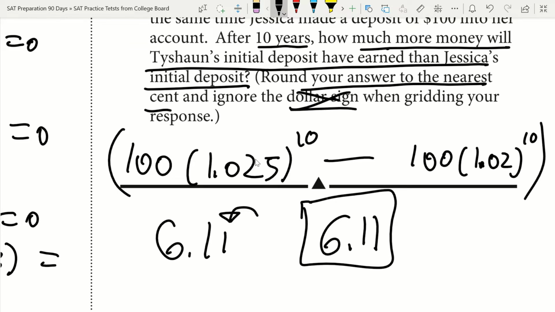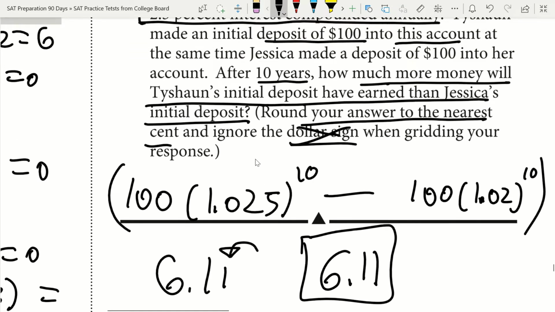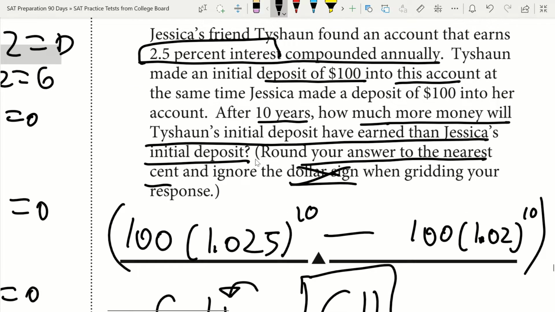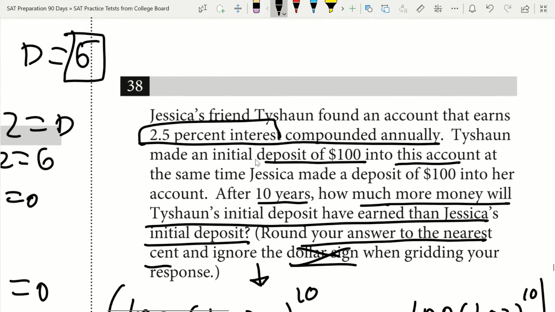So as far as things to note for this question, we're asked for the difference, so we're going to subtract our smaller one from our bigger one, right? We know that this one's going to be bigger because it's that 1.025, so they're gaining more interest, so they're going to have more money. So that's how we're going to find the difference there.